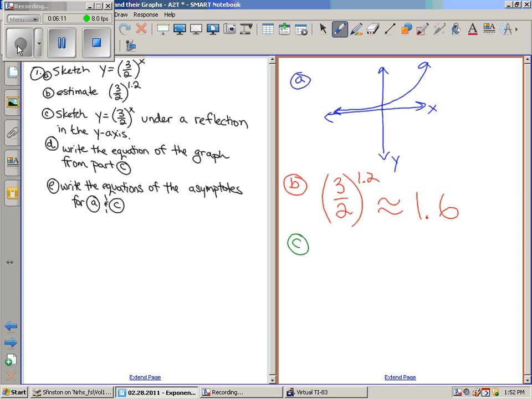And then part C, we're going to need to reflect. Reflect that in the y-axis. So which way does it flip? Does it flip left and right, or does it flip like up and down? Left and right. It's like it swings around the y-axis.